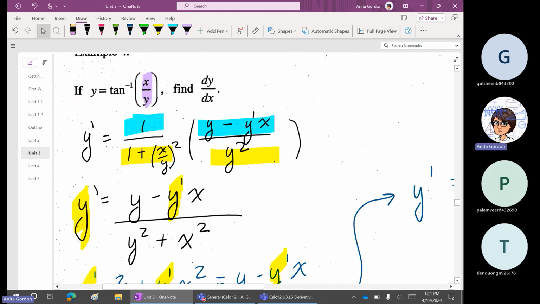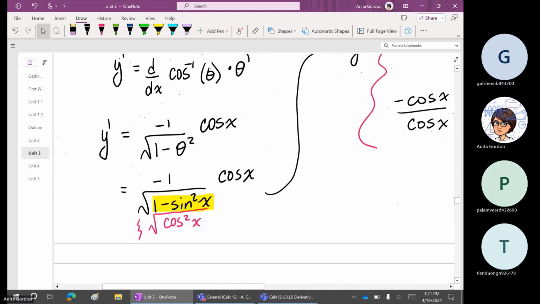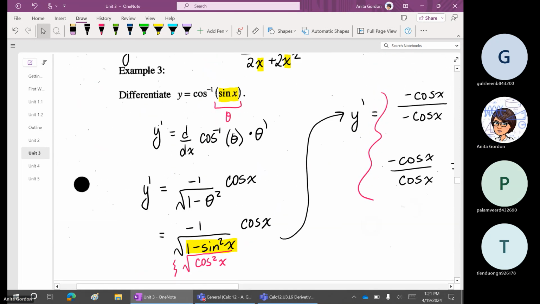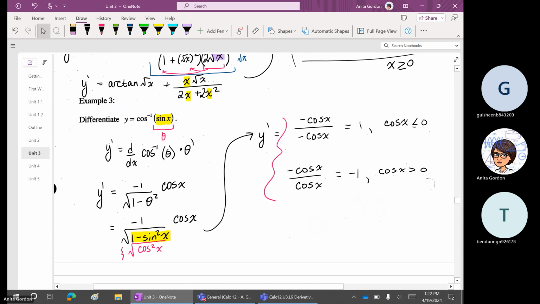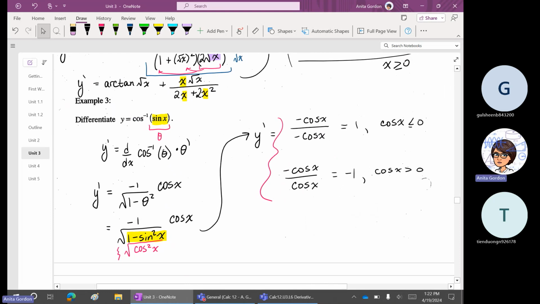Example 3 restrictions. Let's go back. Example 3 doesn't really have a domain restriction because cos is defined everywhere. And it's the same thing top and bottom. So the value is 1.